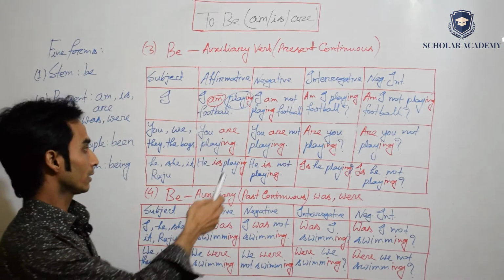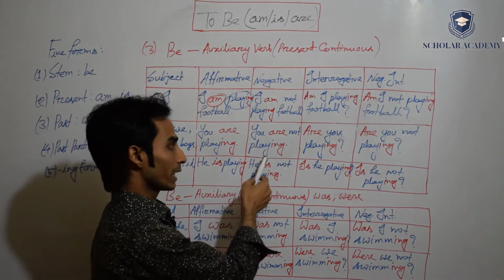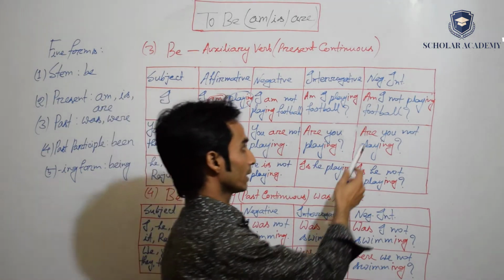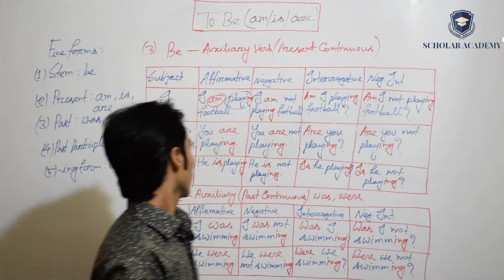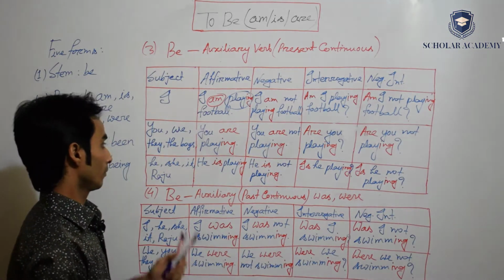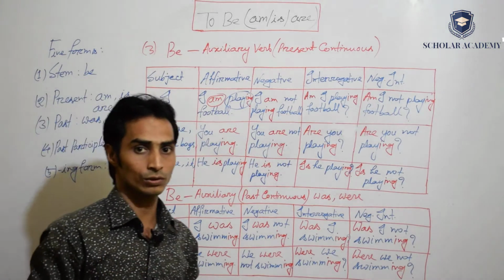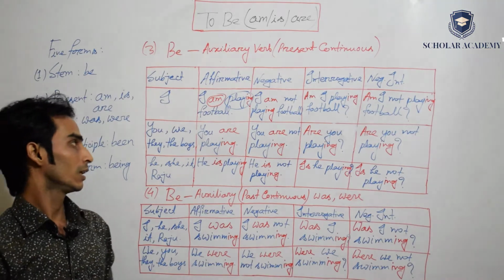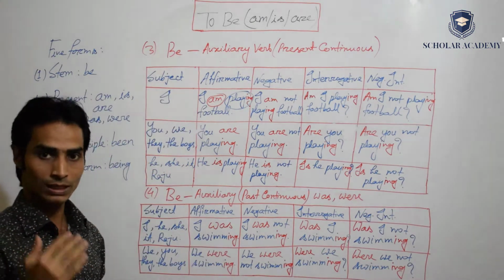Okay, and the negative sentence will be you are not playing. The interrogative sentence will be are you playing. The negative interrogative sentence will be are you not playing. And we will use are. Why? Do you know why? Because the subject is you, and here you is third person plural. Okay, sorry, you is second person.